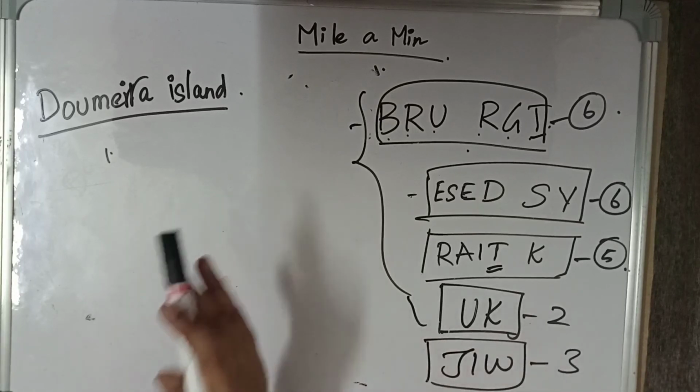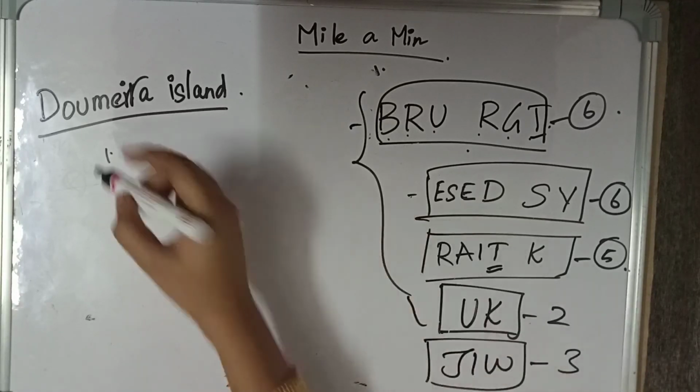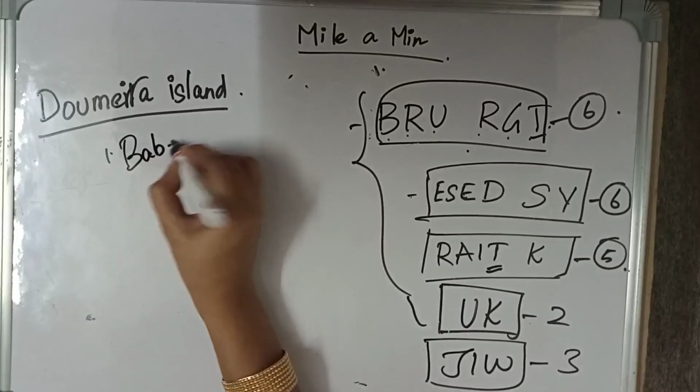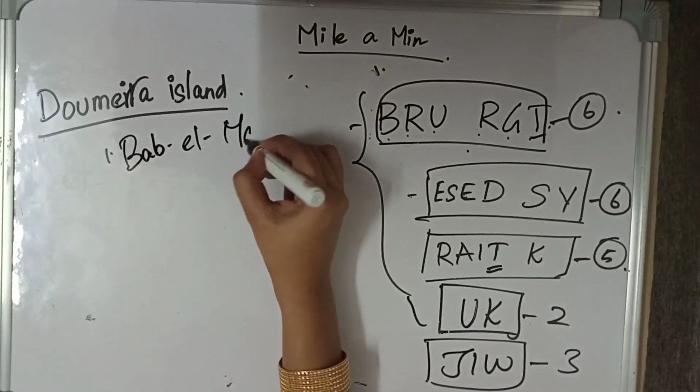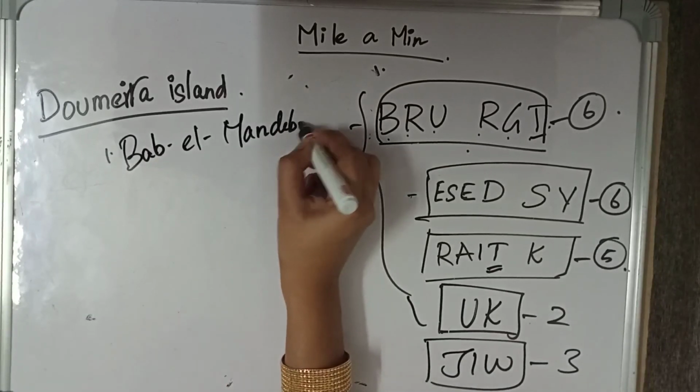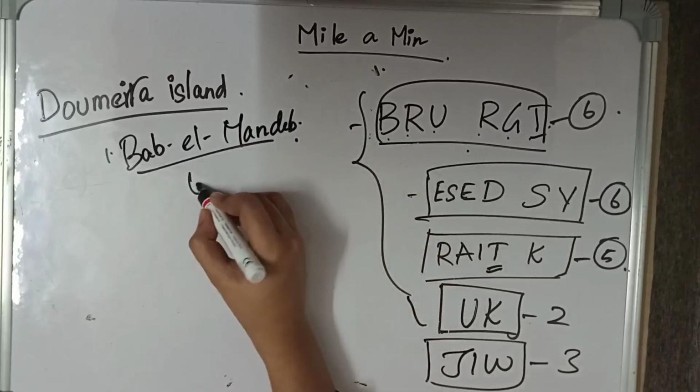Actually, Dumaira Island is located near Bab el Mandeb. So earlier we have seen this word, right? Bab el Mandeb. So Bab el Mandeb is a strait in Red Sea.